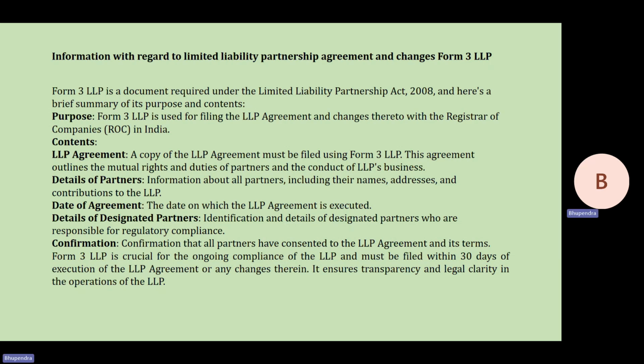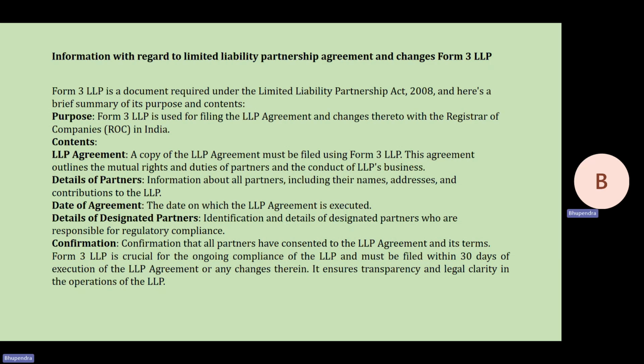Okay, now Form 3. What is the purpose of Form 3? Form 3 LLP is used for filing the LLP agreement and changes with the Registrar of Companies in India. What are the contents of Form 3? First is the LLP agreement. A copy of the LLP agreement must be filed in Form 3 LLP. The agreement outlines the mutual rights and duties of the partners and the conduct of the LLP's business.